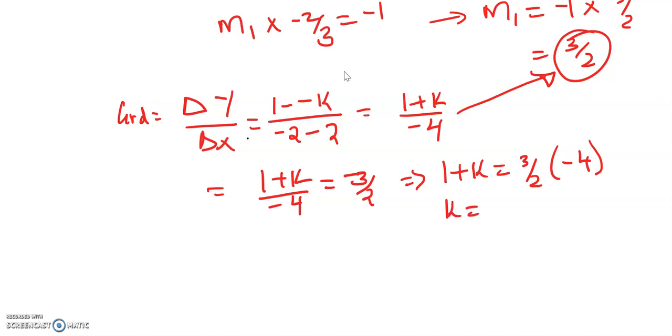k is equal to, when you multiply this, you get negative 2, that is negative 6. And you find the inverse of negative 1 of positive 1, which means negative 1, so which means k is equal to 7. So the value of k in this case is equal to 7.